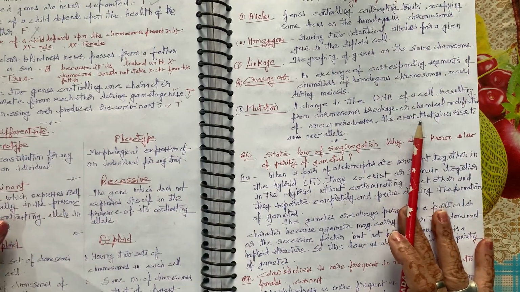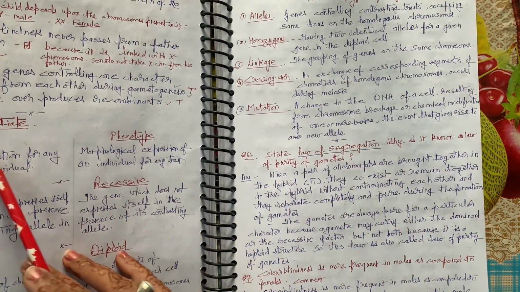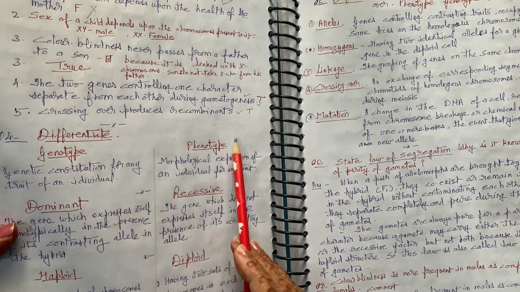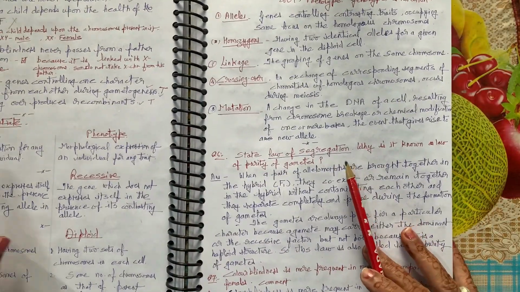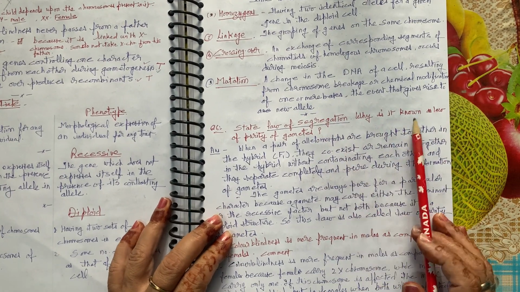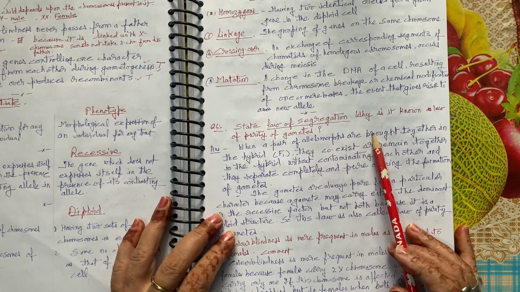Next, your genotype and phenotype. We have already discussed here, this is the genotype and phenotype that you have seen. This is the genotype and this is the phenotype you have already known. Now the next one: state the law of segregation, why it is known as the law of purity of gametes.